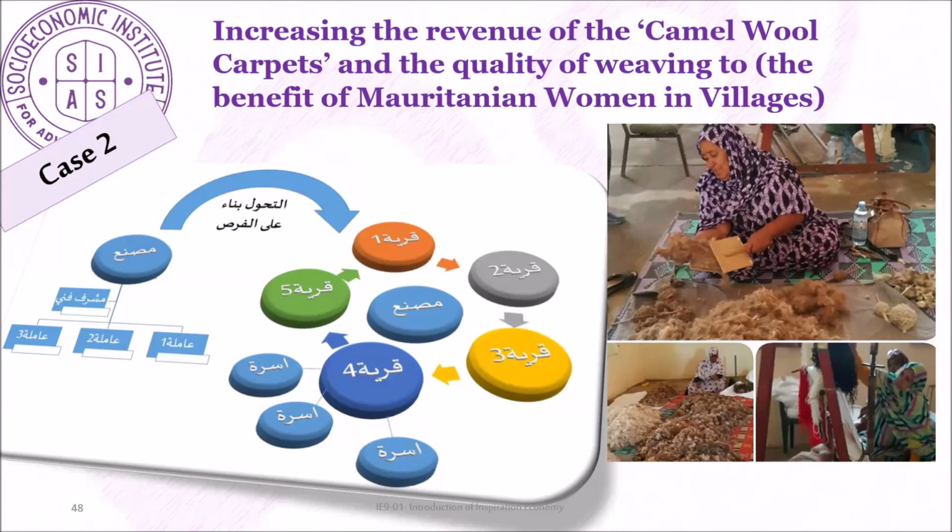Mauritania is a country that has many camels, and the poverty there is high, of course. So whenever we do any project, we focus on how we can bring a better return to the quality of life of the people in the villages, especially, and of course also in the urban areas.